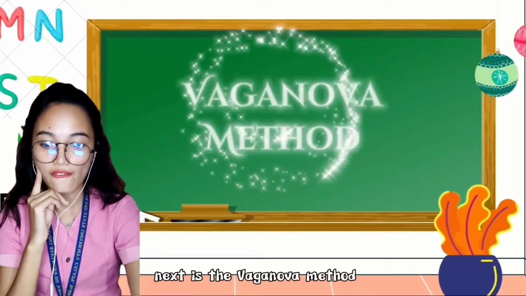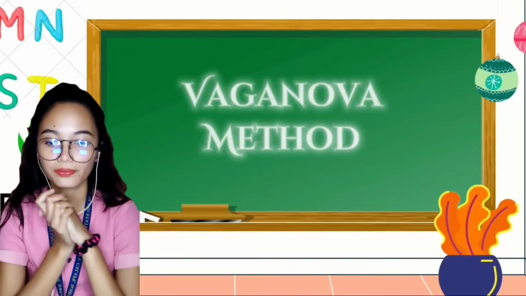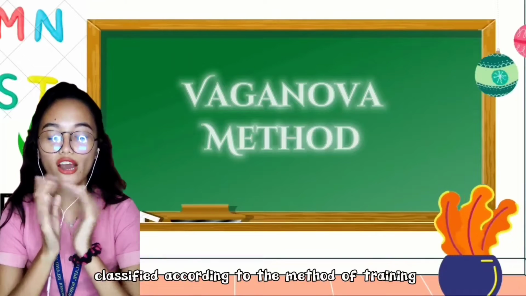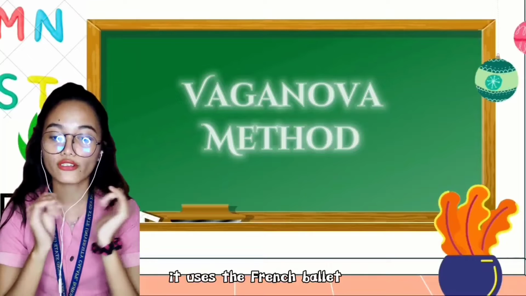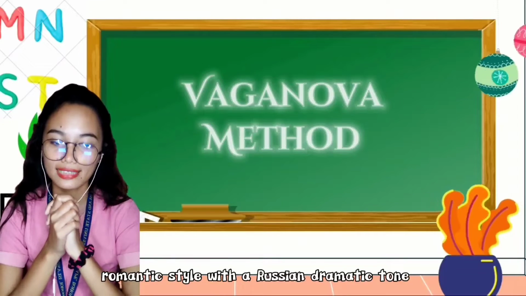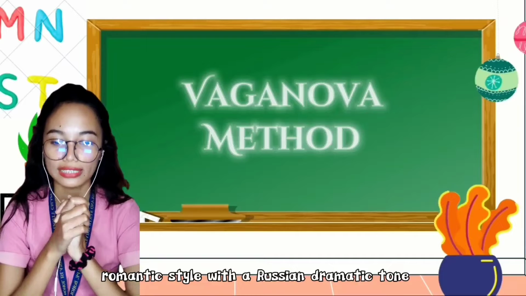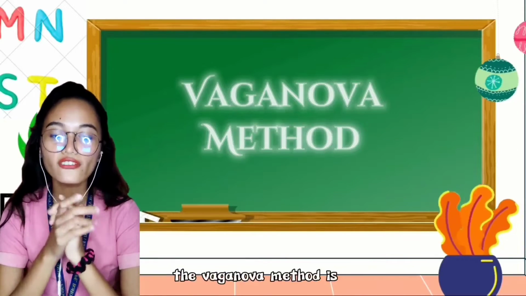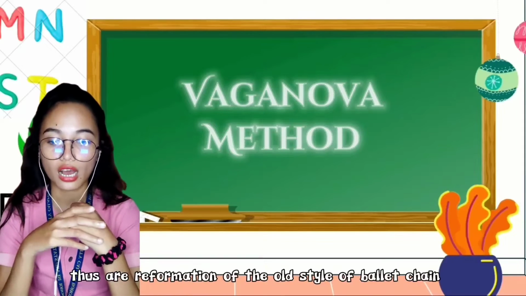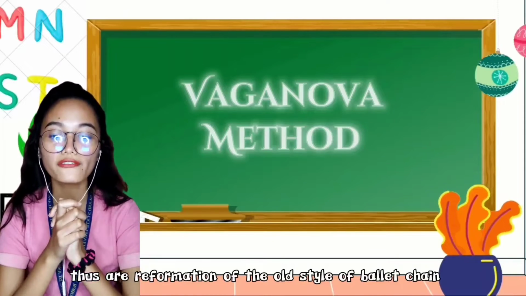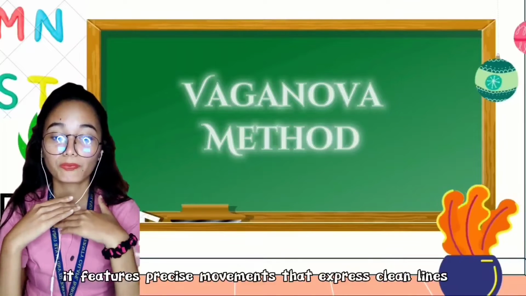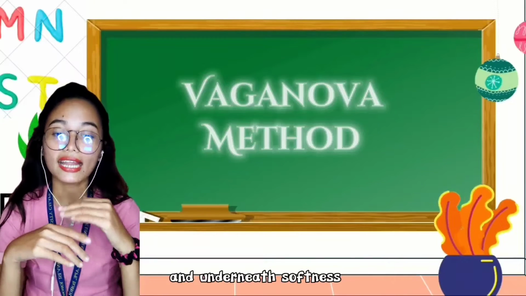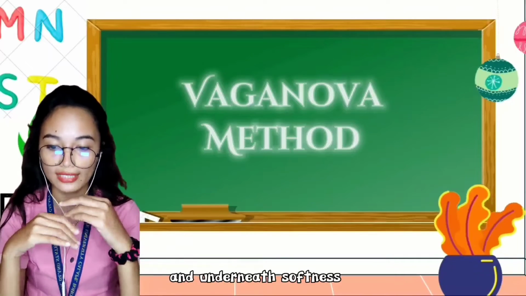Next is the Vaganova Method. The Vaganova Method is a ballet style classified according to the method of training. It uses the French ballet romantic style with a Russian dramatic soulfulness and the Italian's athletic virtuosity. The Vaganova Method is thus a reformation of the old style of ballet teaching. It features precise movements that express clean lines and underneath softness.